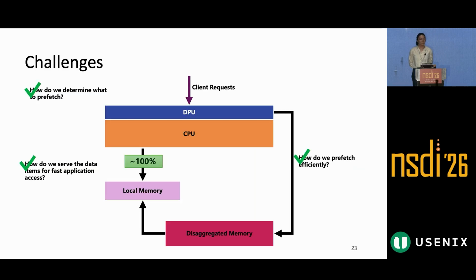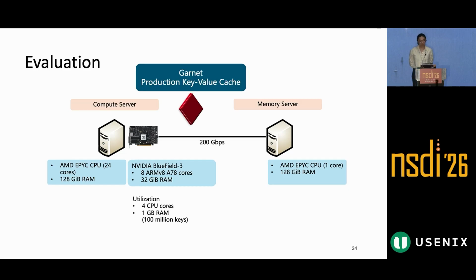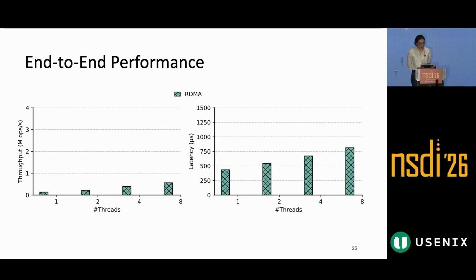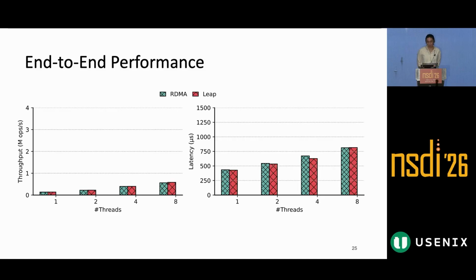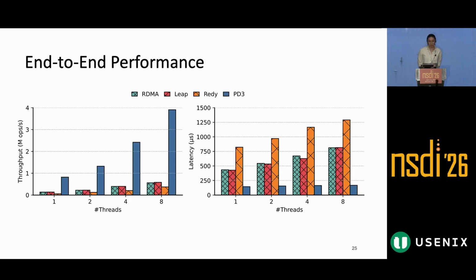So with all three questions answered, we'll now go to our evaluation. Here we have a two-server setup, and we extensively evaluated this over a couple of different applications. For the sake of time, I will only be discussing Garnet, a production key value cache out of Microsoft. So we compared our end-to-end performance with a host-based RDMA implementation, Leap, a prediction-based prefetcher, and Ready, which is a high-performance remote caching system. And we can see that we significantly outperformed them in terms of both throughput and latency.